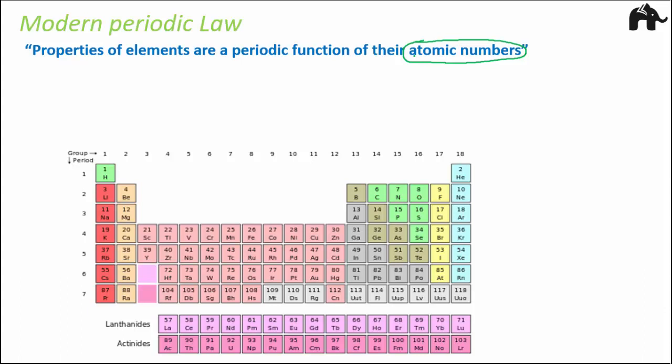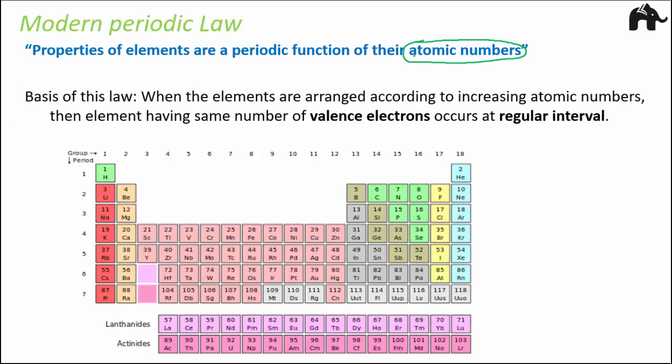Now, what was the basis for this law? When these elements are arranged according to their increasing atomic numbers, we see that elements having the same number of valence electrons occur at regular intervals. And we will see very soon that the number of valence electrons plays a critical role in deciding the properties of elements. Therefore, we see a periodicity in the properties of elements as well.